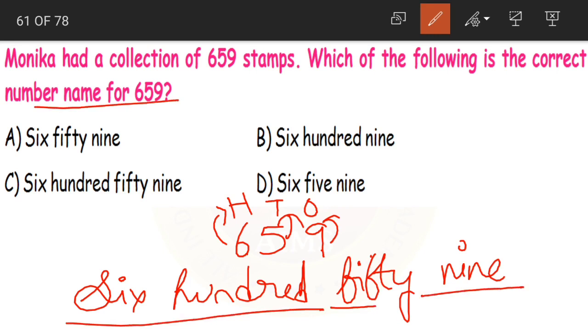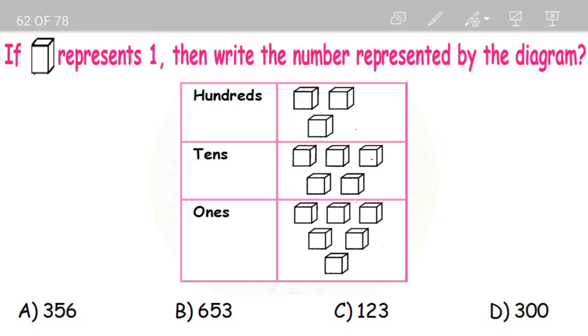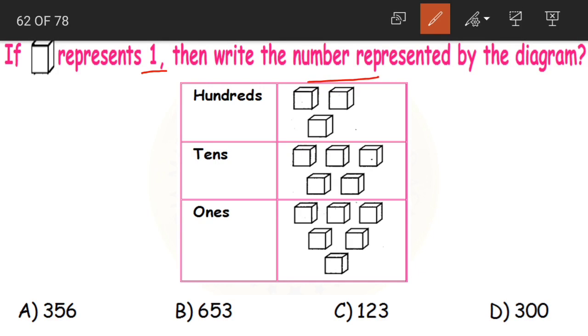659 is our number name. That is option C, 659. Clear, children? Next question. If one box represents 5, then write the number represented by the diagram.